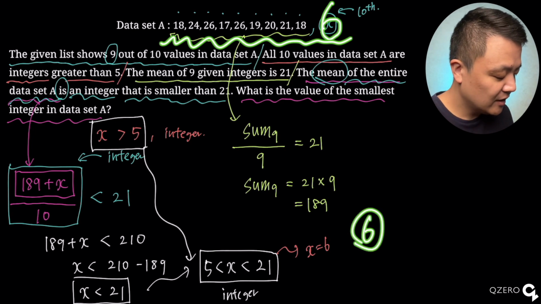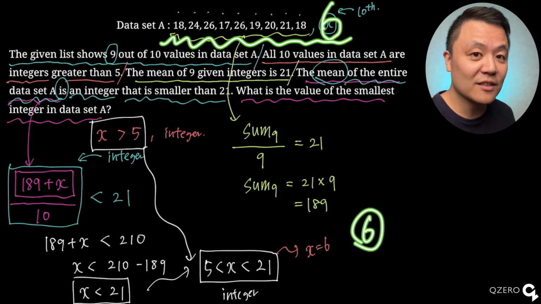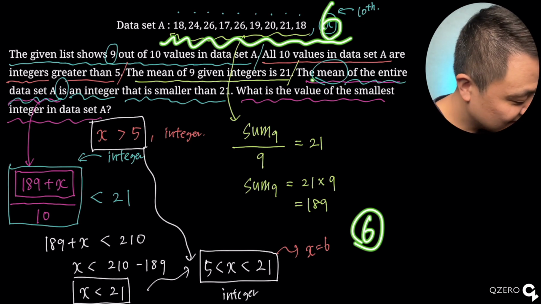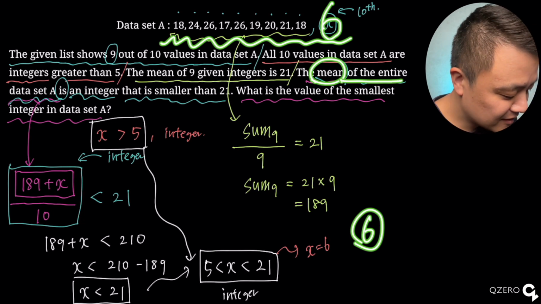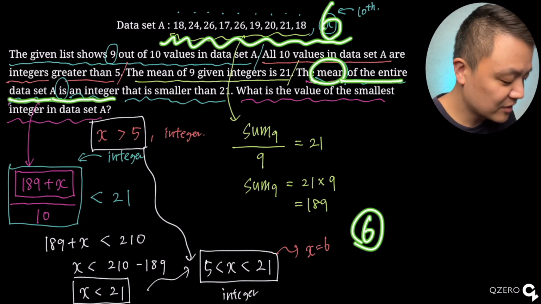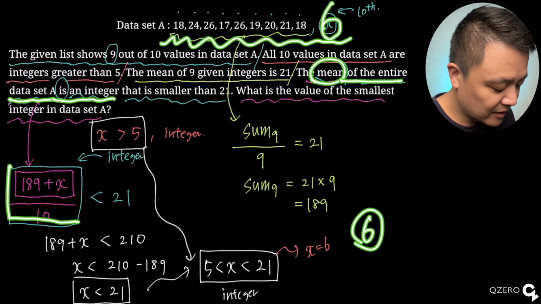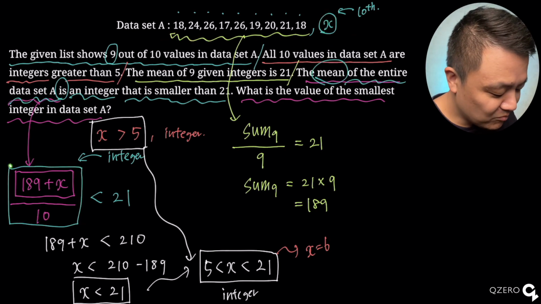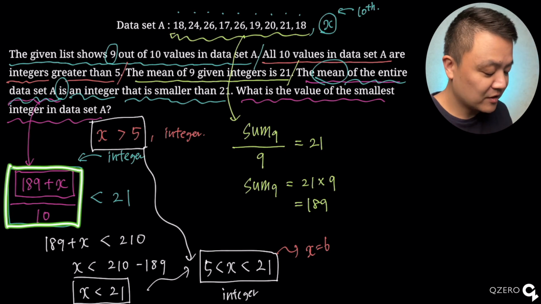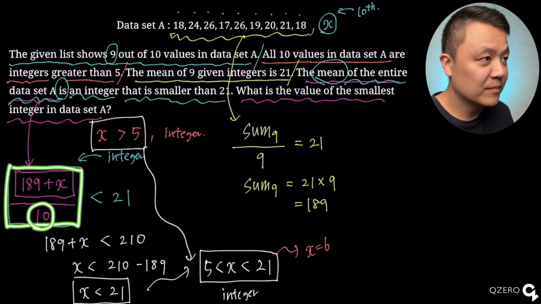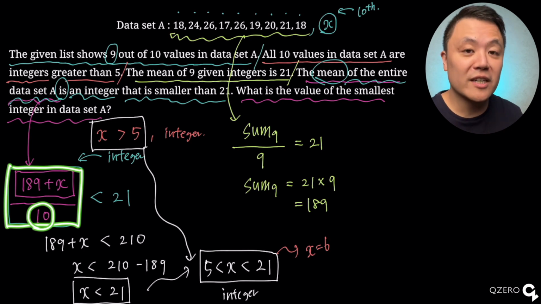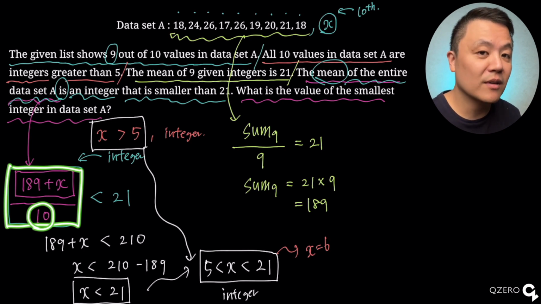So maybe it seems 6 is the correct answer, but it is not, because we didn't really consider one last condition. That is, the mean of the entire data set A is an integer. That means this box, the fractional value, has to be an integer. We want this fraction to be an integer, and it has 10 in the bottom. So that means for that fraction to be an integer, its numerator has to be a multiple of 10.